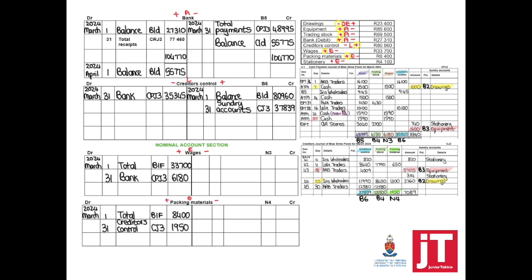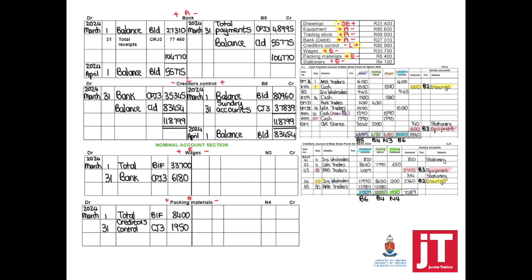Creditors control. Now we're going to first start adding the credit side. The credit side you can see is much more than the debit side. So total the credit side, it must be equal to the debit side. The difference is my balance carried down, which means balance brought down.